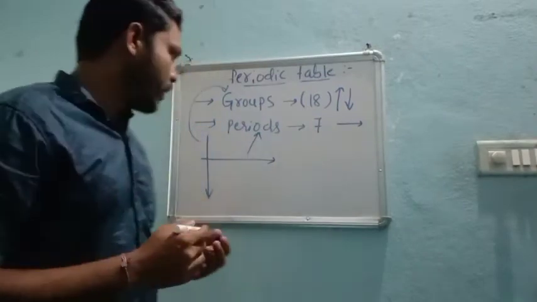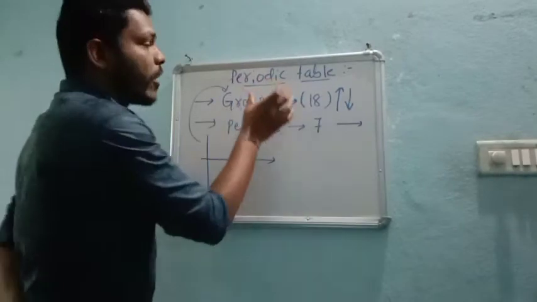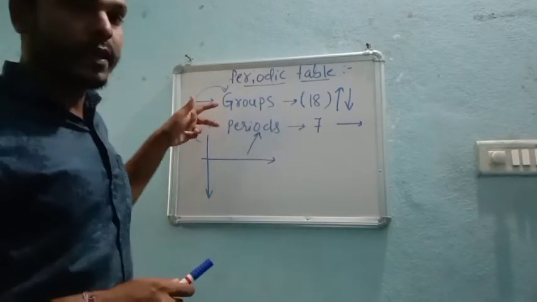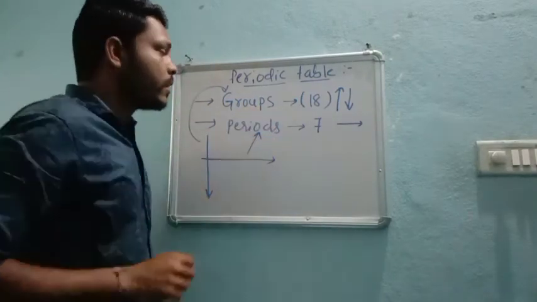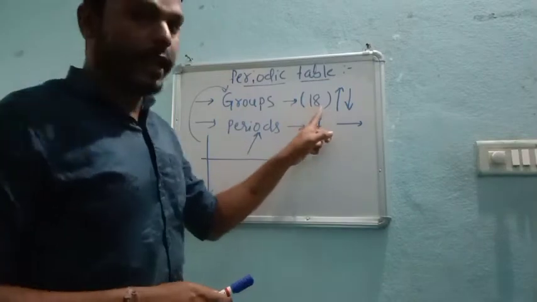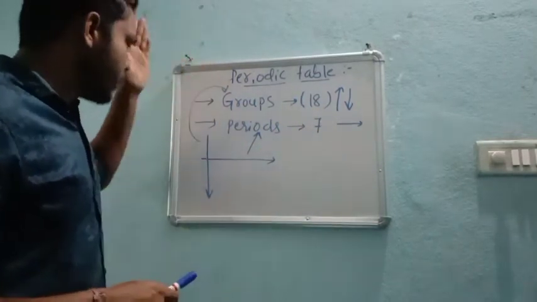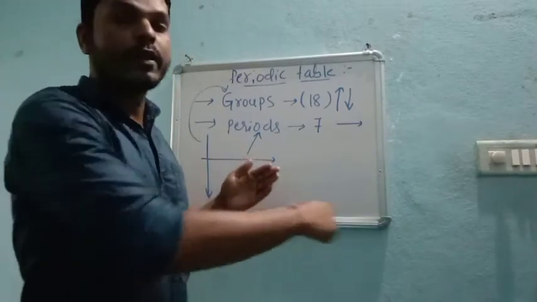What is the use of these groups and periods? We will come to know later. But first of all, what we saw till now: the periodic table is divided or categorized into two different parts, groups and periods. Groups are 18 and periods are 7. A group is nothing but a vertical line and periods are nothing but horizontal rows.